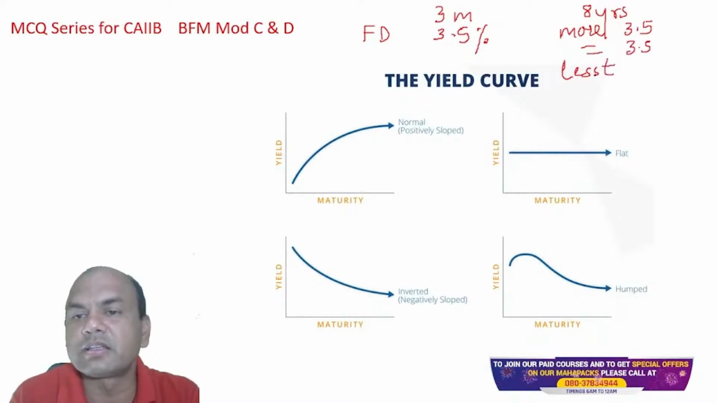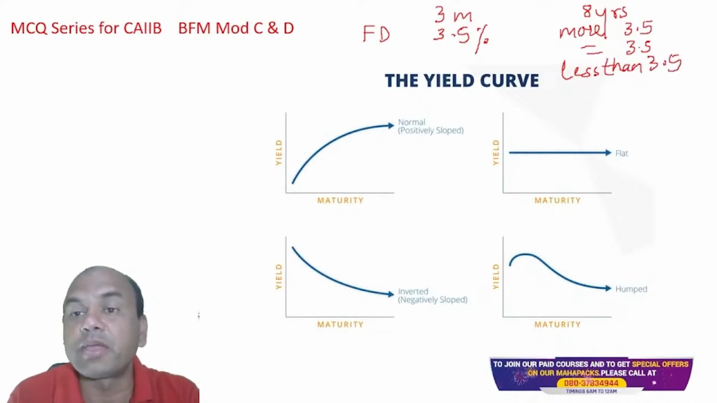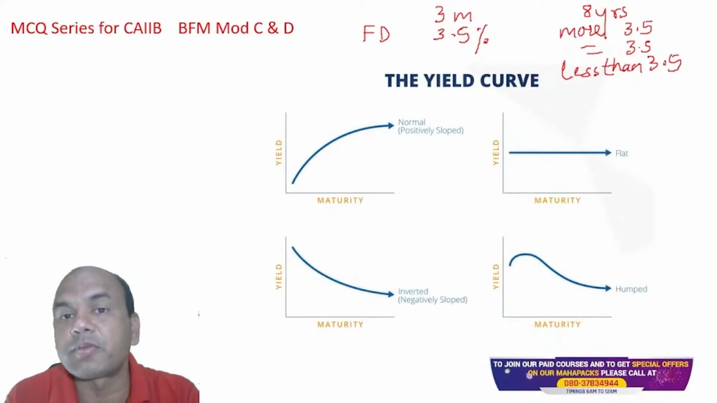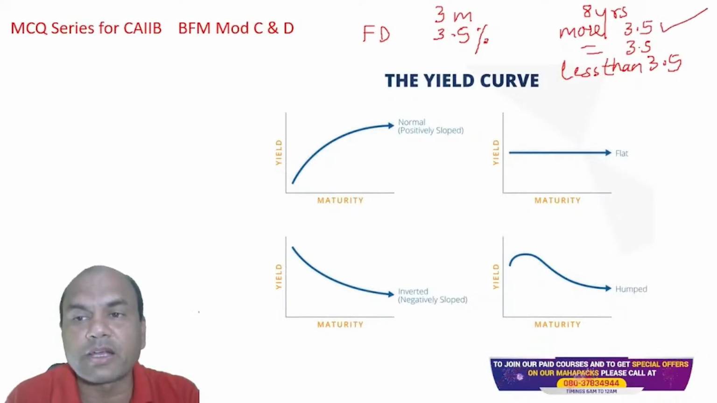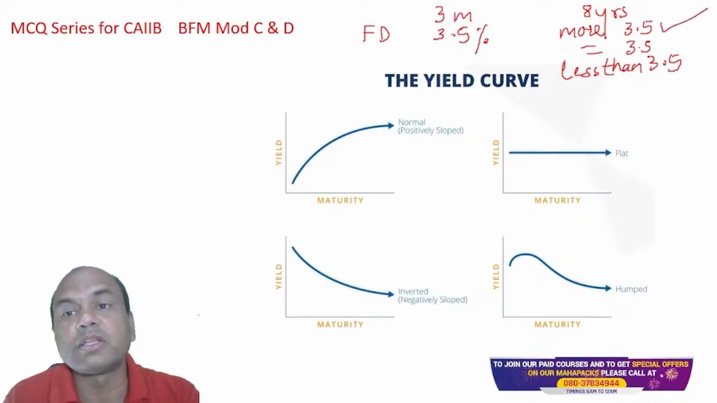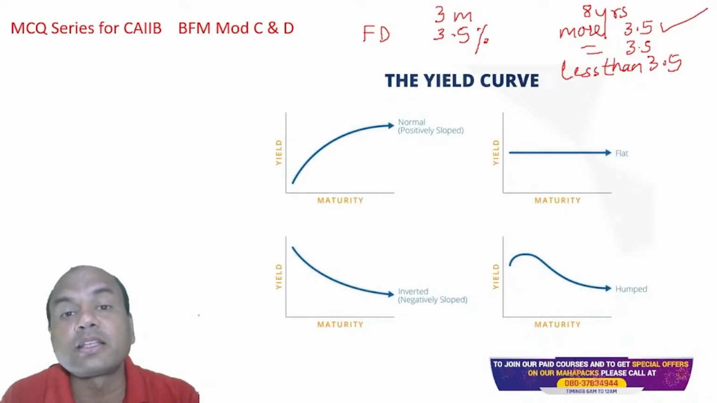What do you think? More than, equal to, or less than? I'm keeping it for 8 years, and you are keeping it for 3 months. So I'll be getting more than 3.5. Correct. Why? Because I'm keeping the money for a larger period. So this depends on what? Keynes theory. It says that the more you part with your money, the more are the returns expected.